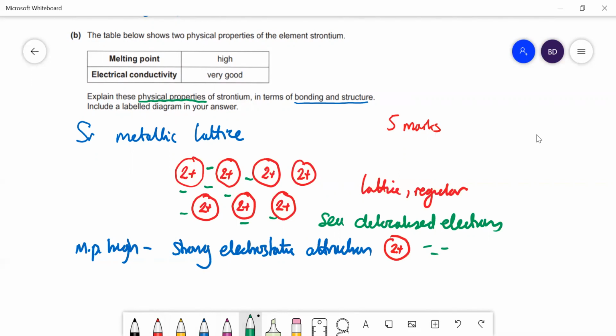Why is the electrical conductivity very good? Well, it's because you've got delocalized electrons, and they can move, and the flow of those electrons is electric current. Okay, so that will do you for the 5 marks there. And there's my labeled diagram, which I haven't really labeled, but I've explained what each is. So you'd have to say, these are strontium 2+ ions. The green things are delocalized electrons.